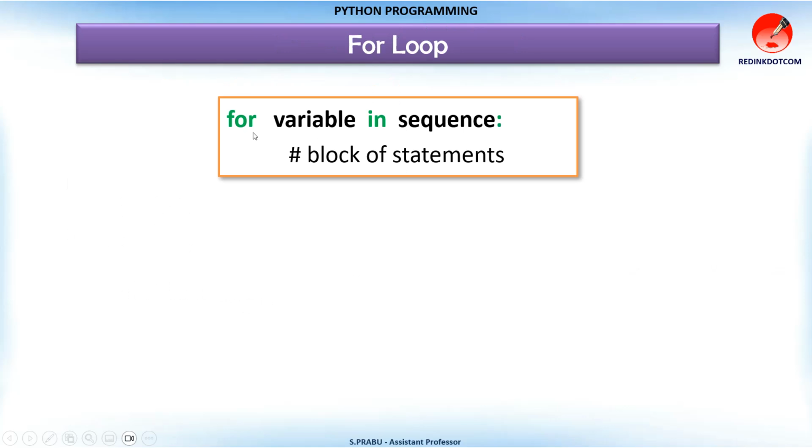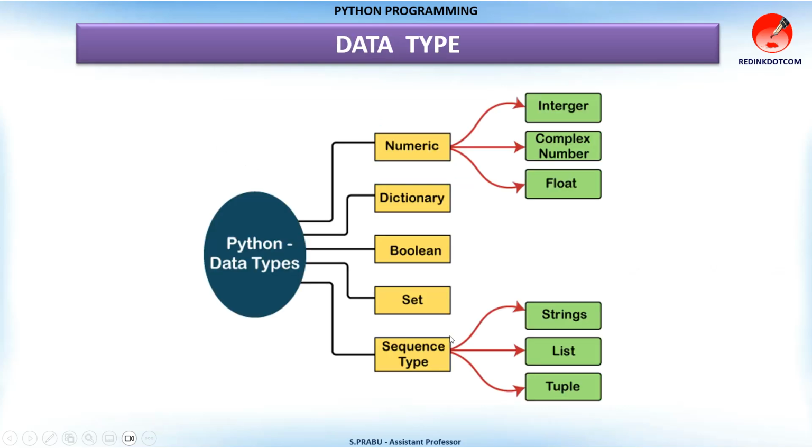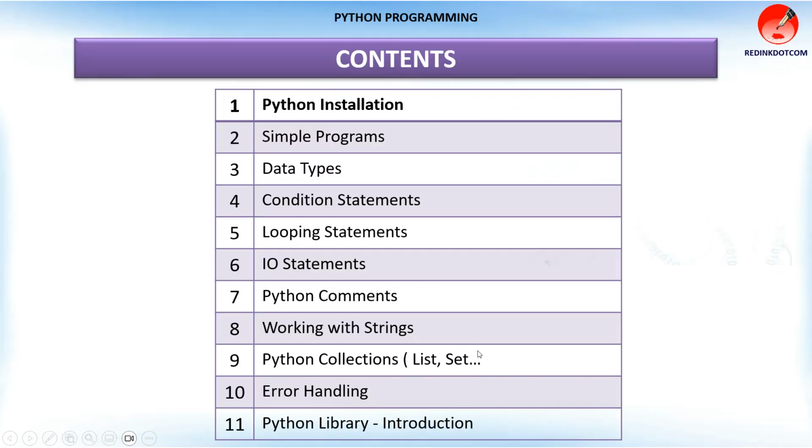This is the syntax for the for loop. For is the keyword, in is the keyword, and sequence is the collection of items. After this line, we can give the indent space so as to identify the for loop block of code. Sequence is nothing but one kind of data type having a collection of items. We will see deeply about this collection in this part.